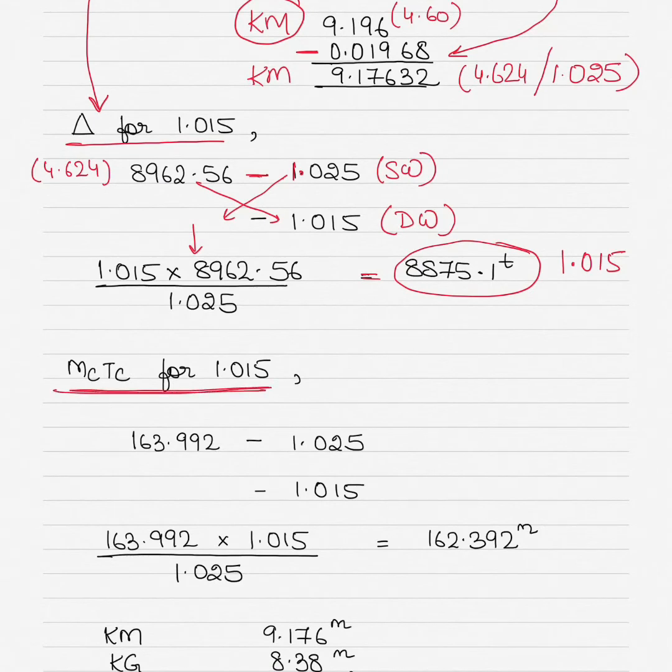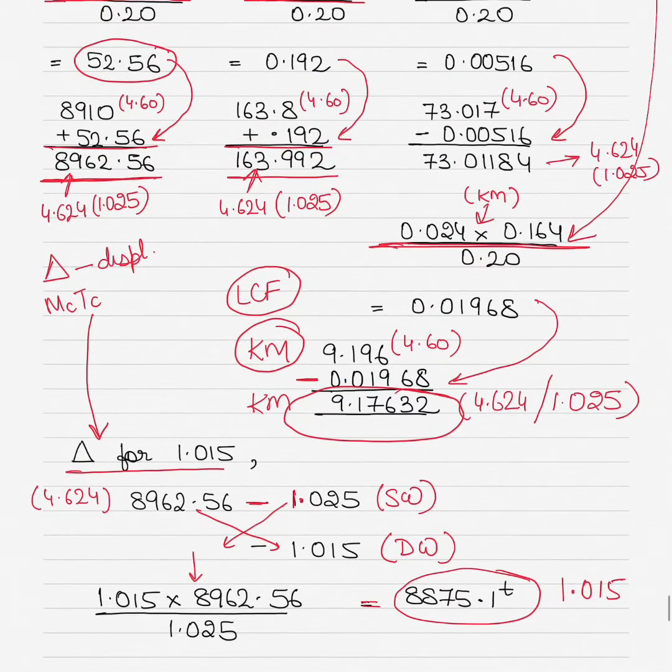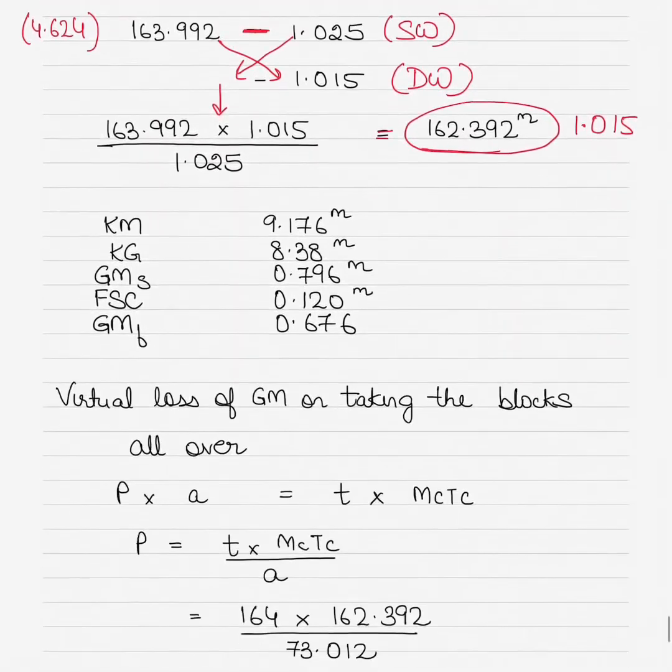Similarly, for MCTC, I will do the same thing. The MCTC you calculated for a draft of 4.624 was 163.992, but that one was for seawater density. I need it for a dock water density. I will do a cross multiplication, and that will give me an MCTC value of 162.392 for a dock water density of 1.015. The LCF and the Km values, which are in meters, will remain the same as you calculated before. So the Km value will be 9.17632. It will hold good for that density, and the LCF value will be 73.01184. It will not require any kind of interpolation for change in density.